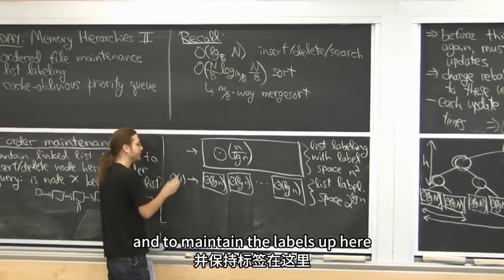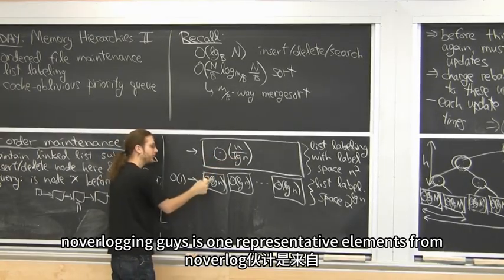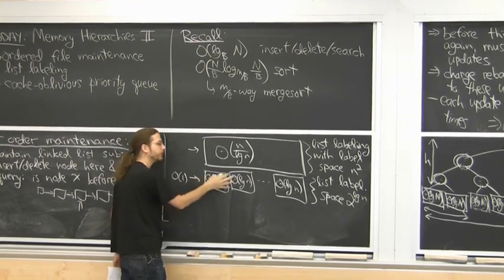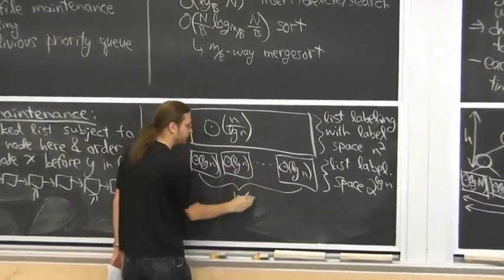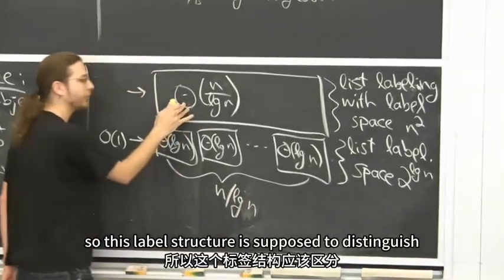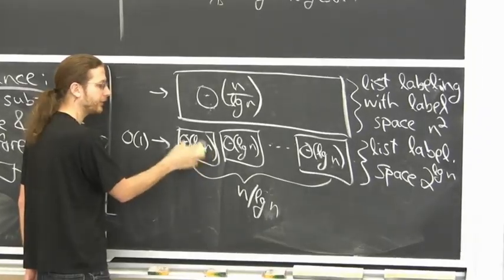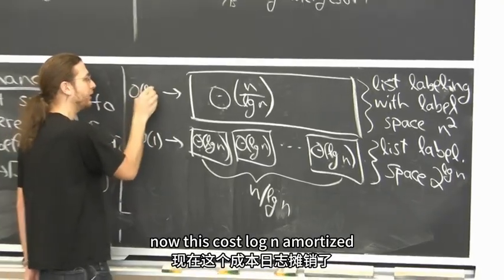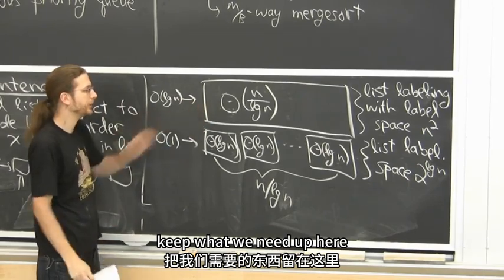And to maintain the labels up here, each of these n over log n guys is one representative element representing this entire group. There's n over log n of these groups. So this label structure is supposed to distinguish the different groups, and then the labels in here are distinguishing the items within the group. Now this costs log n amortized to keep what we need up here.